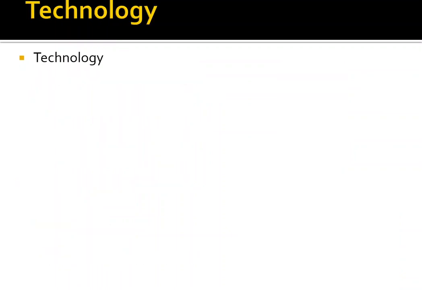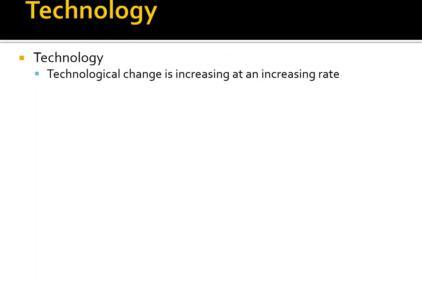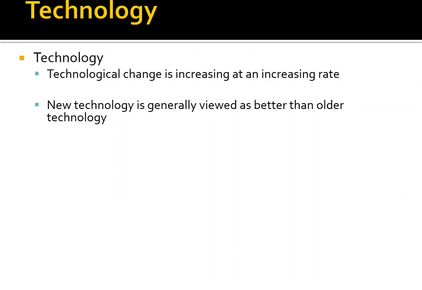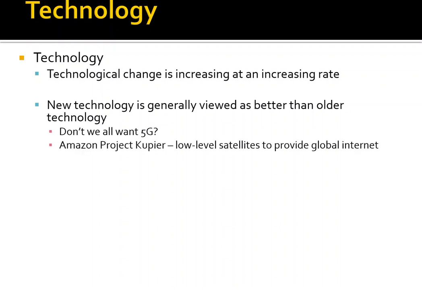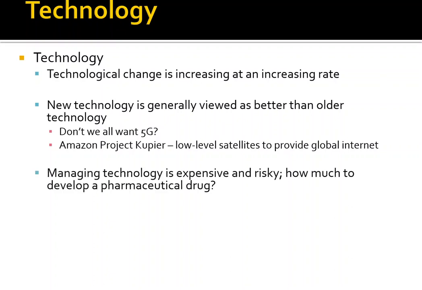So, technology. Obviously, we know that technology is changing at an increasing rate. And in our culture, we generally view technology as better. Right, we all want 5G. Nobody wants 4G. And there's Amazon and SpaceX. They're launching satellites to provide global internet. So there's all this potential change down the road with technology. Managing technology is really difficult and expensive.